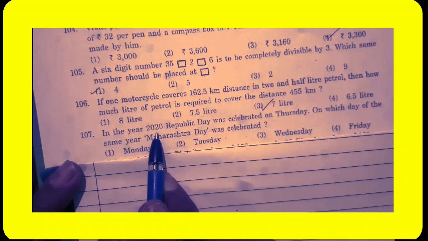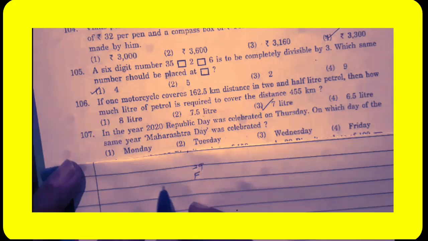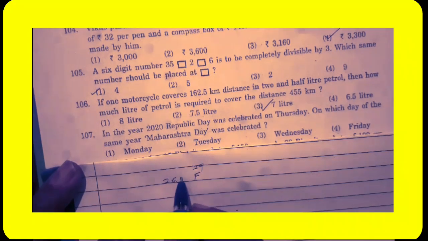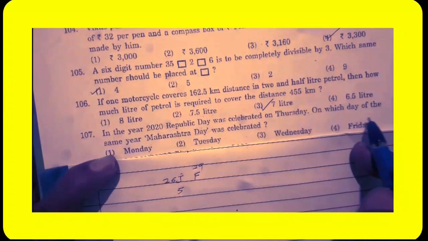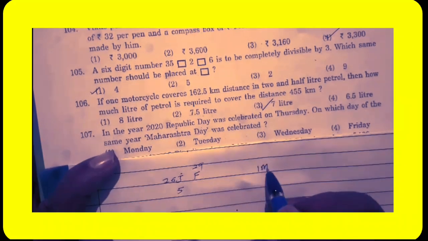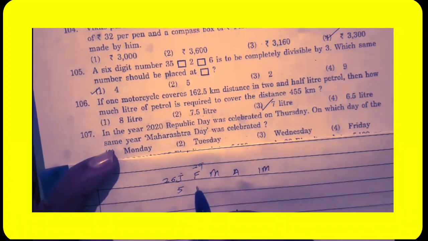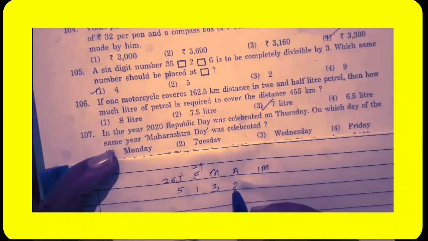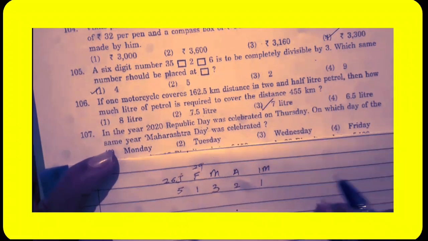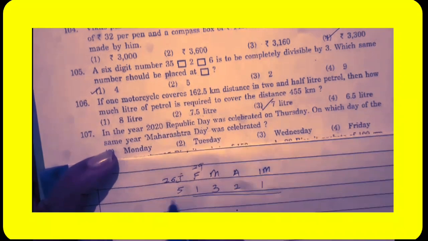220 leap year, that is February is 29. Republic Day, 26th January. The remaining days are 5, 31. Then Maha Day, 1 May. February, March, April. Divided by 7 is 1 as quotient. March is 3, April is 2, and May is 1. 3, 4, 5, 6, 7. Remainder is 5.